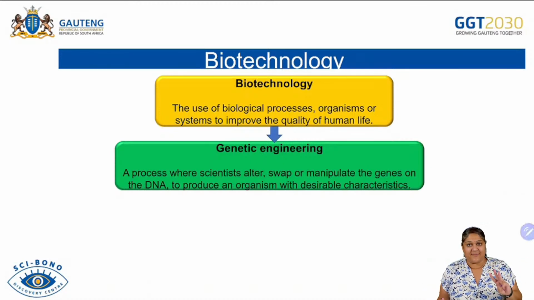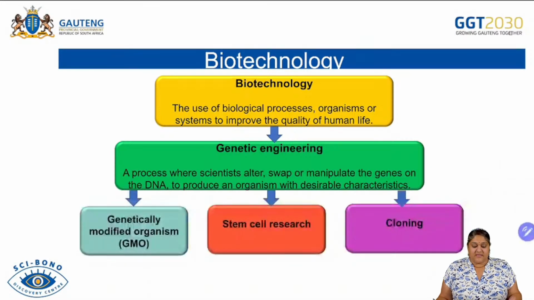Now, the 3 types of genetic engineering that you need to know are genetically modified organisms, GMOs, stem cell research, and cloning. Okay, now all 3 of these things are constantly changing. Remember, science is not set in stone. All of these are constantly changing.